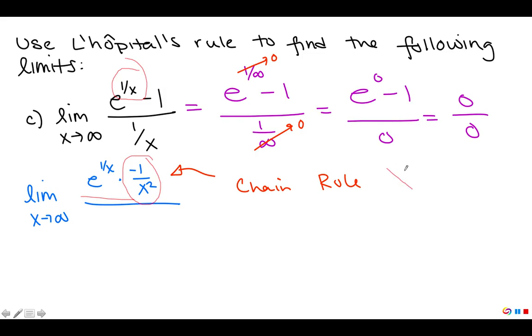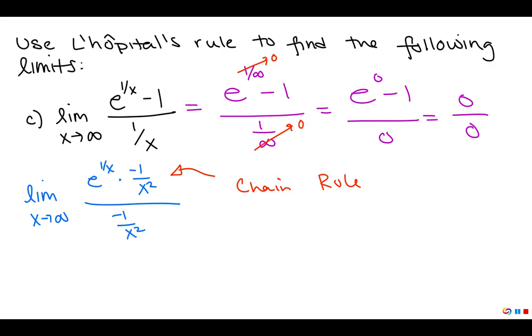If that's not clear how I got that, I thought of the 1 over x as an x to the negative 1, and then I brought the negative 1 down. I got negative x to the negative 2, so that's where that negative 1 over x squared came from. All right, so that's my derivative of the top, and then the derivative of the bottom. Derivative of 1 over x is negative 1 over x squared for the exact same reason I just described. 1 over x is x to the negative 1. We bring the negative 1 down, we get negative 1 x to the negative 2.